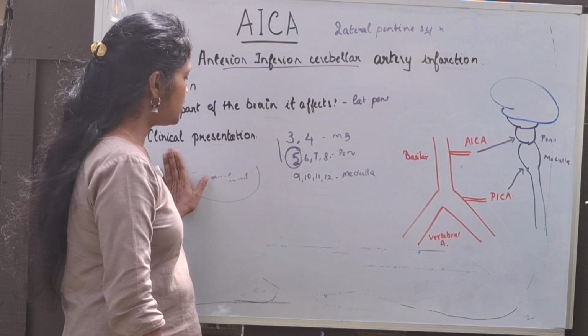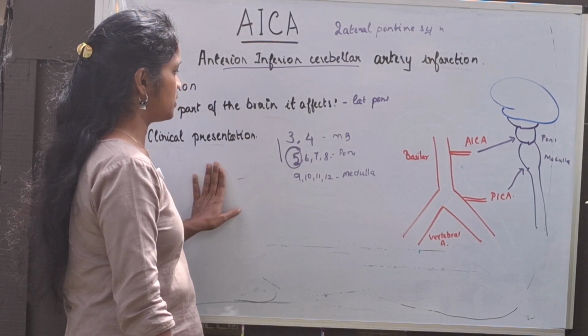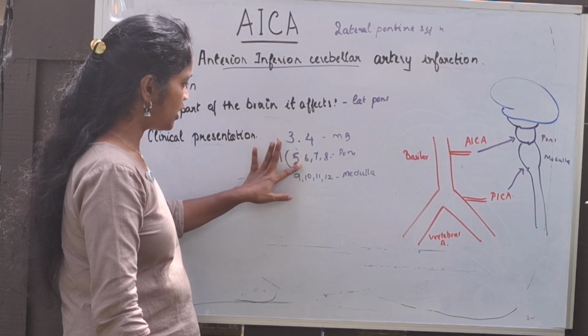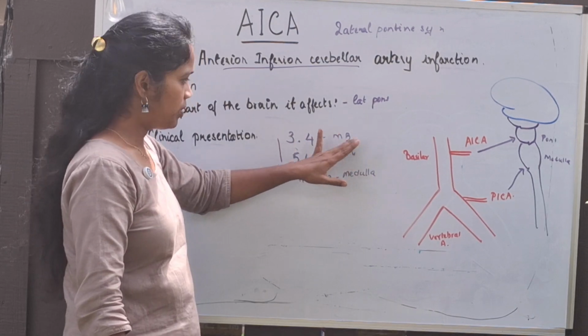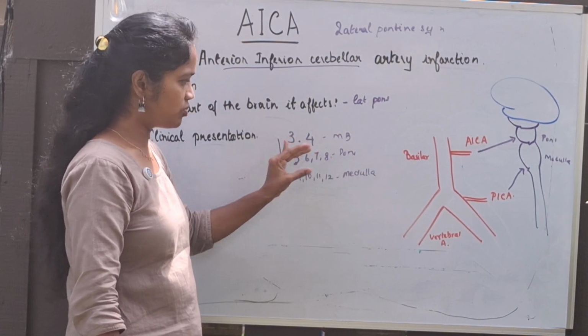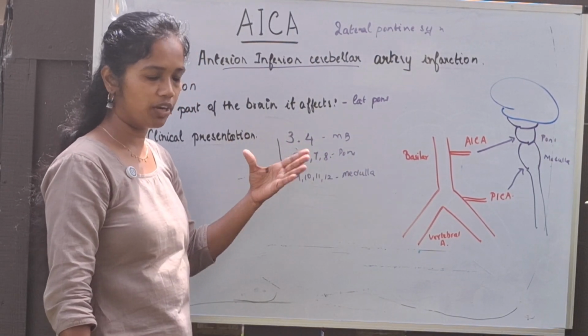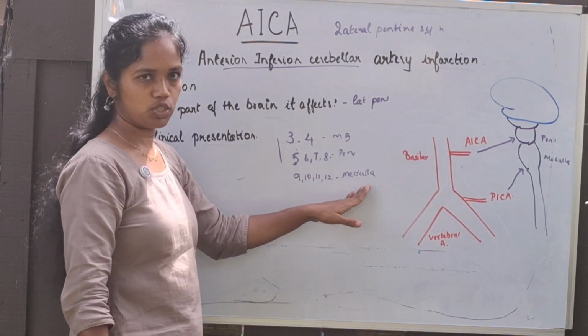Now, which nucleus or which cranial nerve does it present? Here, the third and fourth cranial nerves arise from the midbrain. 5, 6, 7, 8 arise from the pons. Fifth is the largest nucleus. We will talk about it later. 9, 10, 11, 12 arise from the medulla.